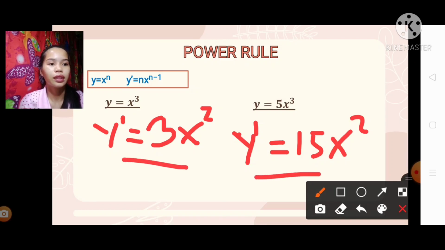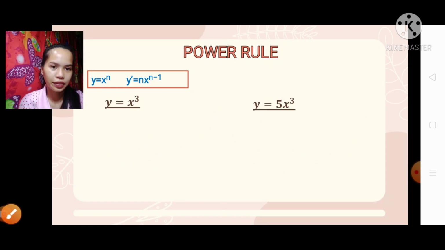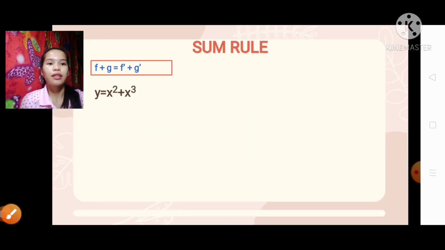Next, the second rule is the sum rule. The sum rule says that the derivative of f plus g is equal to f prime plus g prime. So we have here an example.